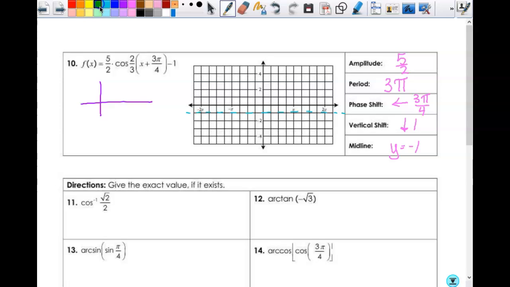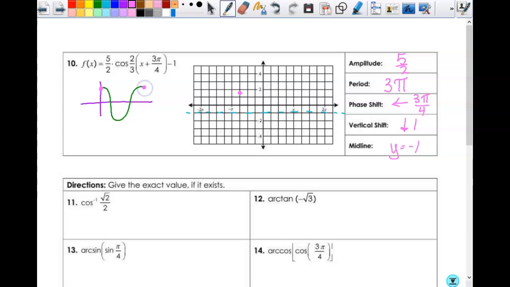Cosine, parent function, looks like this. So it starts at 0, 1. So this is my new 0. So 0, 1, but it's really 5/2, so I really go from the midline 1, 2.5. Okay, so here at 2.5. And then I have to do a phase shift to the left 3 pi/4, so that puts me here. And I've already taken care of the vertical shift since I used the midline. So that's the beginning of the period.